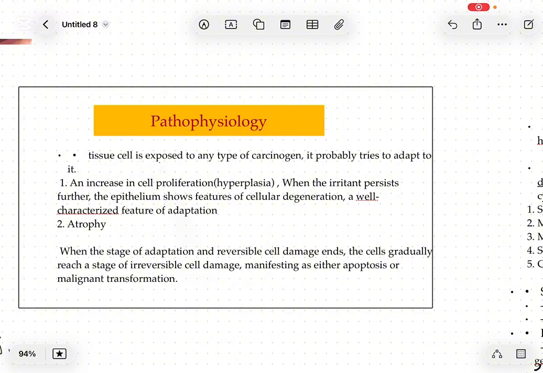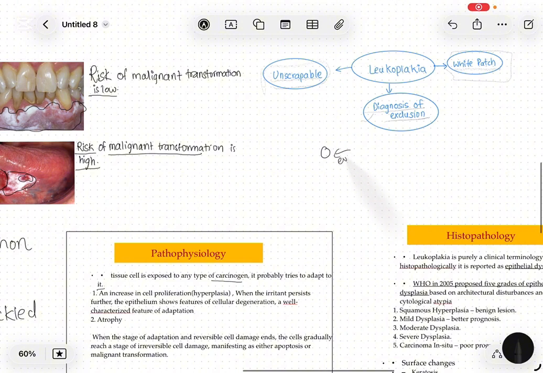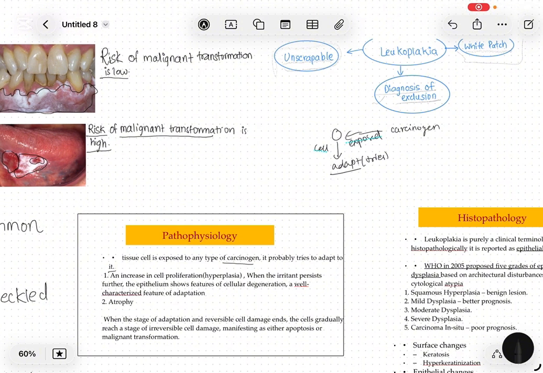Pathophysiology: when a tissue cell is exposed to any type of carcinogen, it probably tries to adapt to it. So a cell is exposed to a certain carcinogen, and it tries to adapt, right? When it tries to adapt, there is an increase in cell proliferation, hyperplasia, so that would cause hyperplasia.